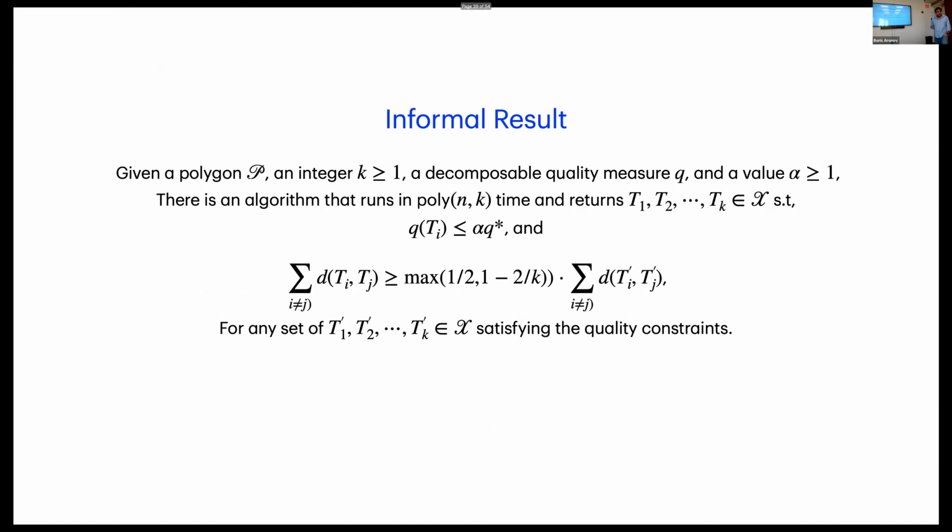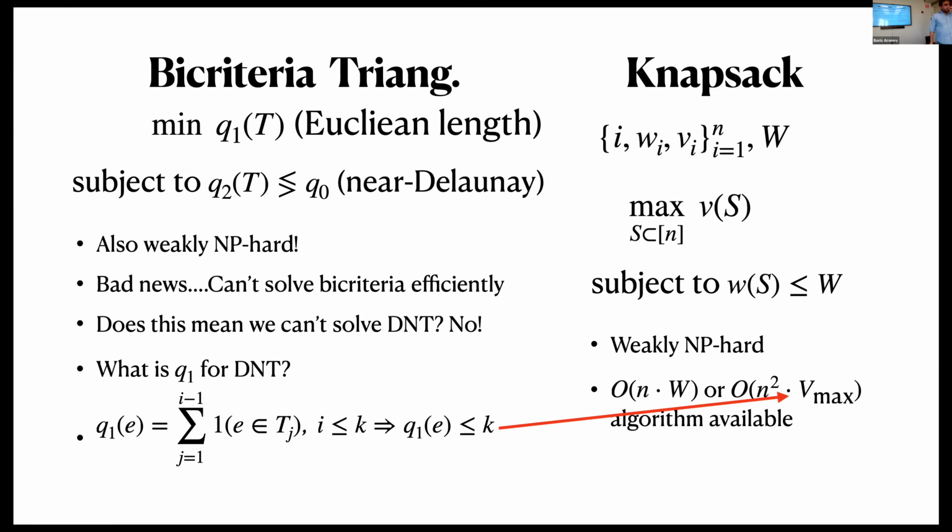But to get this running time, don't you also need to assume that everything is integer or something like that? Yes. For W and V, yes. So these are all integers. I see, but it's not a problem with Euclidean distances or something?